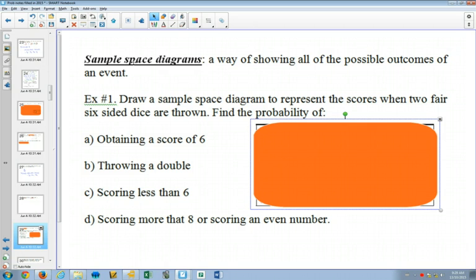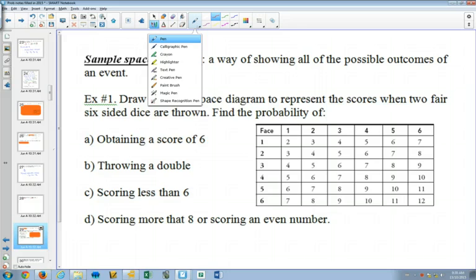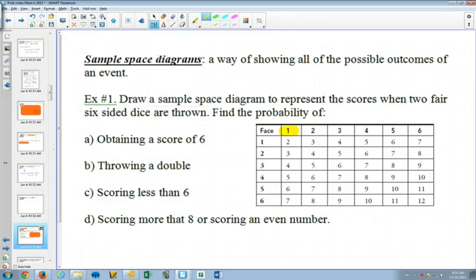So for this one, where we have two different dice, you can imagine one of your dice is yellow and the other one is green. And so these are the possibilities you could get.